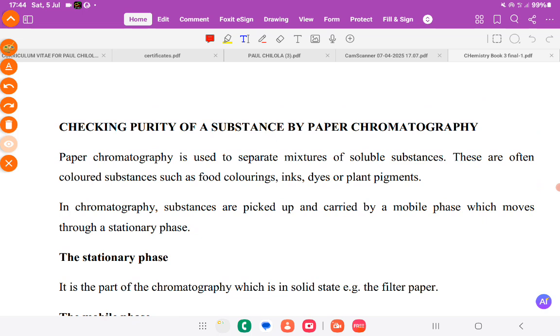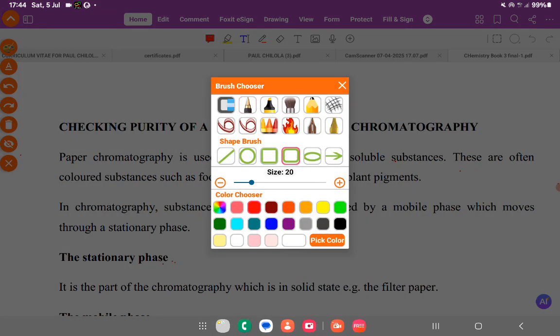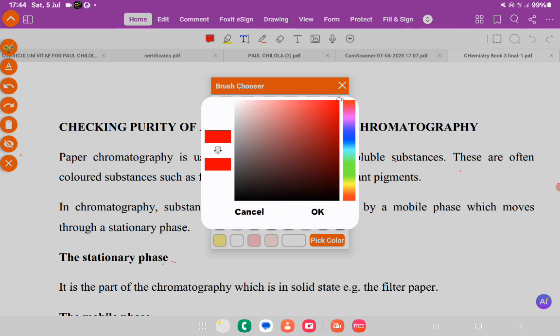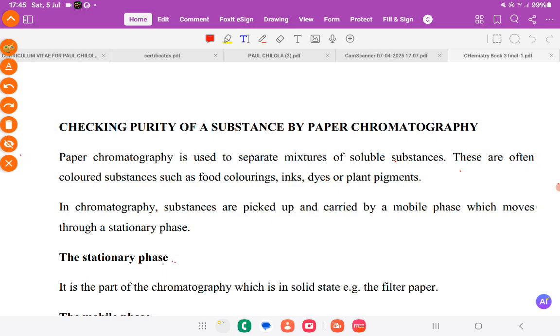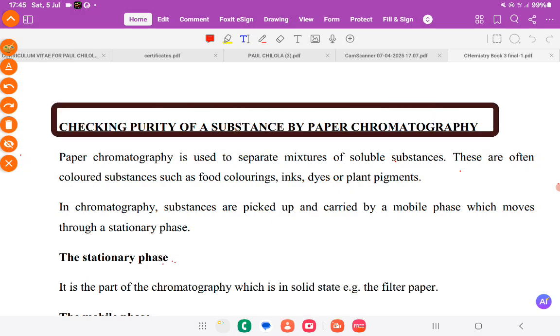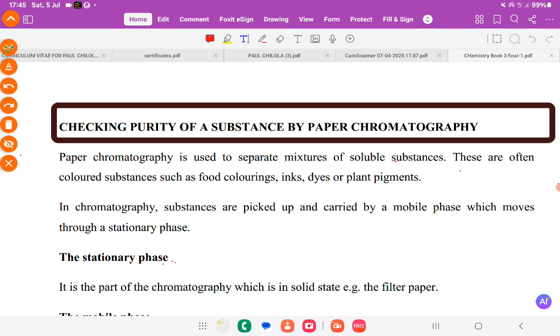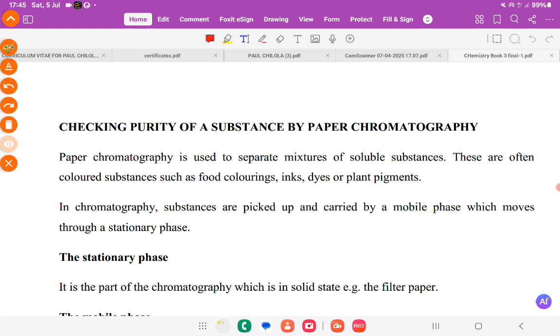All right, so welcome to how you can determine the purity of a substance by chromatography. The word chromatography comes from the word color. So chromatography has to do with colors. And essentially we are looking at how we can use color analysis to determine whether a substance, especially a colored substance, is pure or not pure.